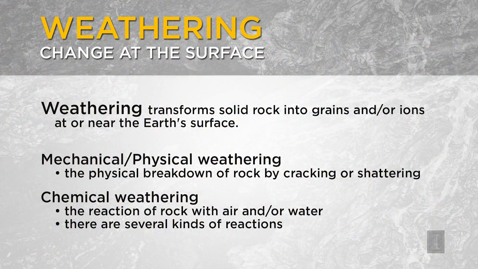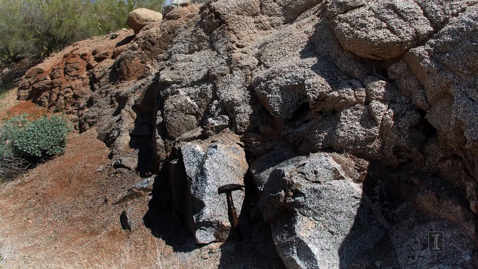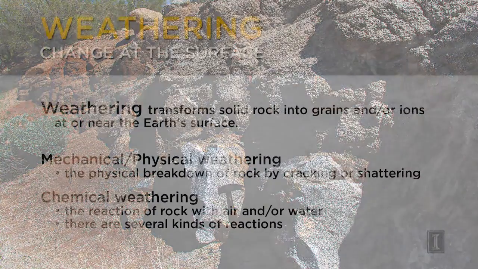Chemical weathering, in contrast, is due to the chemical reaction of rock with its environment, specifically with air and with water, or with water solutions. We'll see that several different reactions are involved in the process of chemical weathering. It's important to point out also that chemical weathering and mechanical weathering don't necessarily happen in isolation from each other. They can happen to the same rock at the same time. Let's follow an example to see how this can happen.